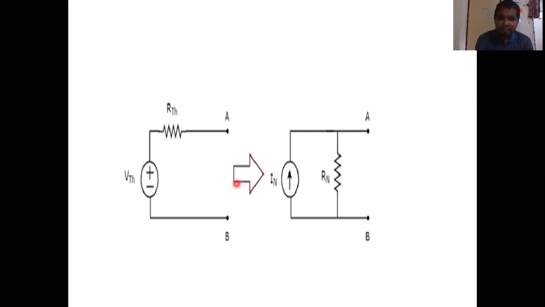That means the IN will be determined. VTH by RTH will give IN, and RTH or RN both are the same. I already told you, the equivalent resistance in the Thevenin theorem and Norton theorem are both the same. So once you determine the VTH and RTH, you can convert them into the Norton current and the equivalent resistance. The same RTH will come here. IN is nothing but VTH by RTH.